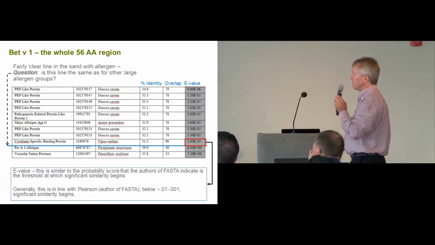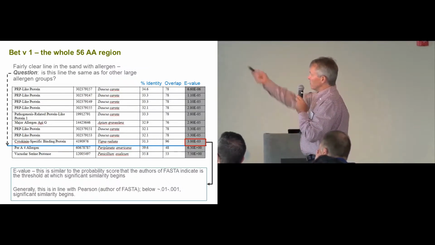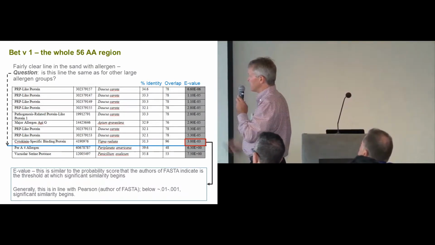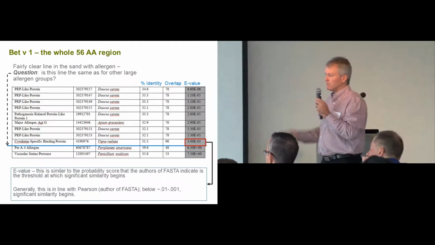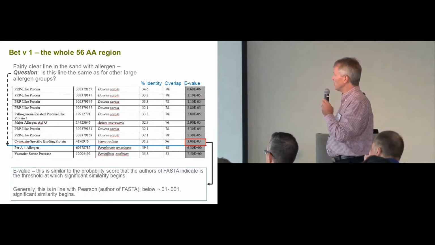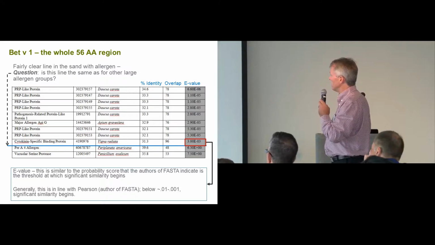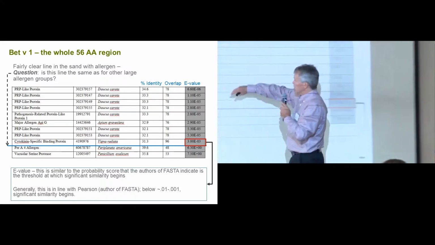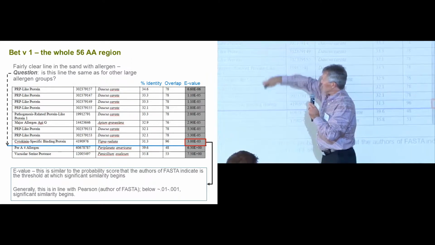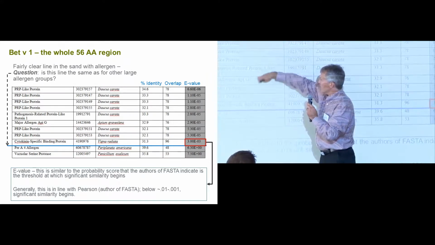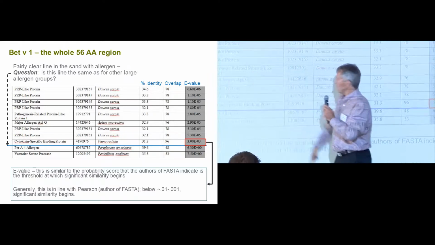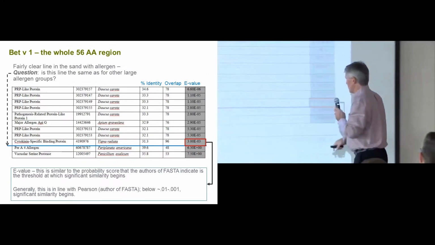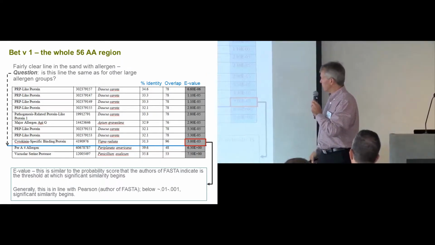So let's go back to the Bet V1 molecule. I looked at the one where I highlighted the whole 56 amino acid region and then asked that question about this line in the sand, or commonly, folks will refer to it as a threshold. And again, mostly paying attention to E-value. And here you can see that it belongs to a group of proteins. They're no longer necessarily called Bet V1, but these PRP or pathogenesis-related proteins, those are fairly consistent in being represented within that structural class of protein.